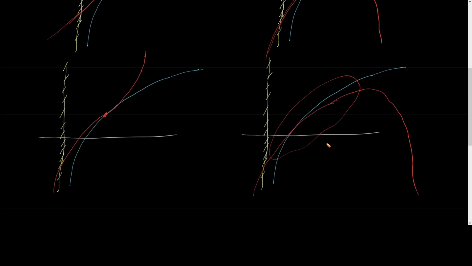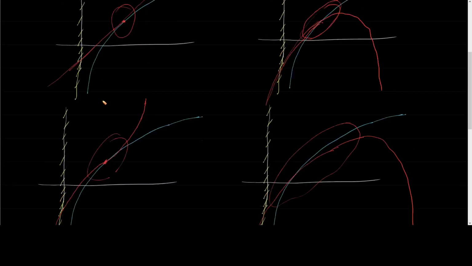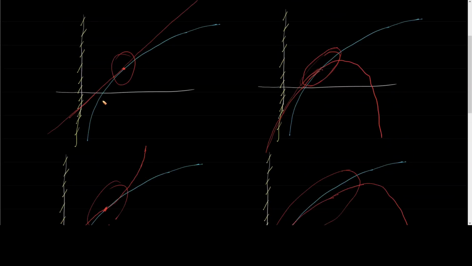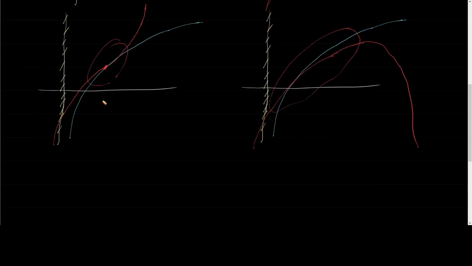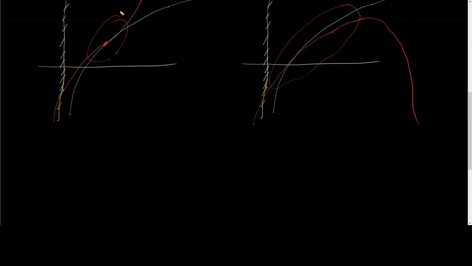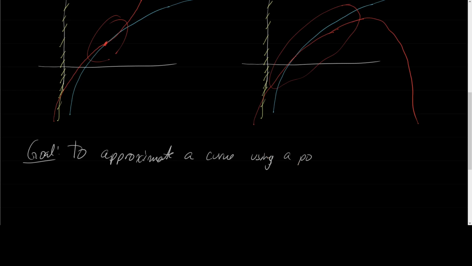So that's the main idea. The main idea here is we want to find these kinds of curves that approximate a curve better than a line. So that's our goal: the goal is to approximate a curve using a polynomial function.